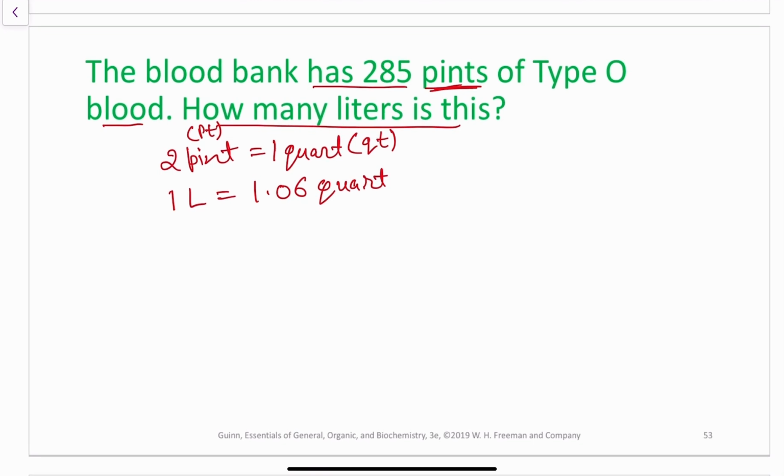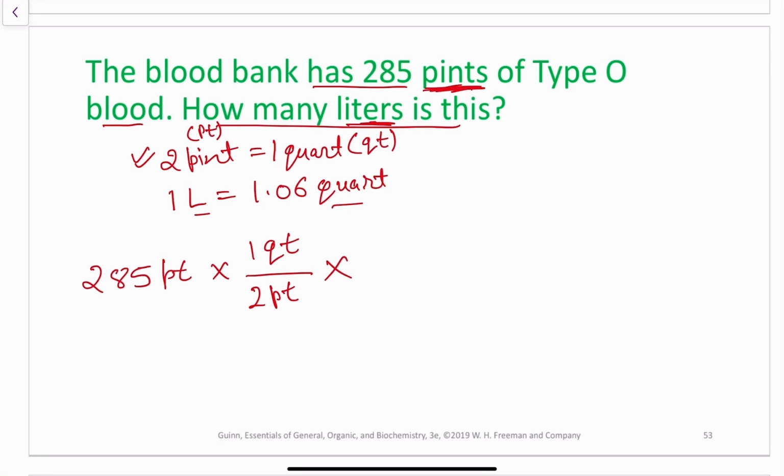Okay. So now if we have the starting pint and we need liters, there is no relationship directly for pint and liter, but pint is related with quarts and quart is related with liter from the second conversion factor, right? So that means quart is the middleman, a bridge connecting pint and liter. So again, we can solve this problem. 285 pint PT times, then we have to cancel the pint, so we have to write 1 QT on the top, then 2 PT from the first conversion factor.